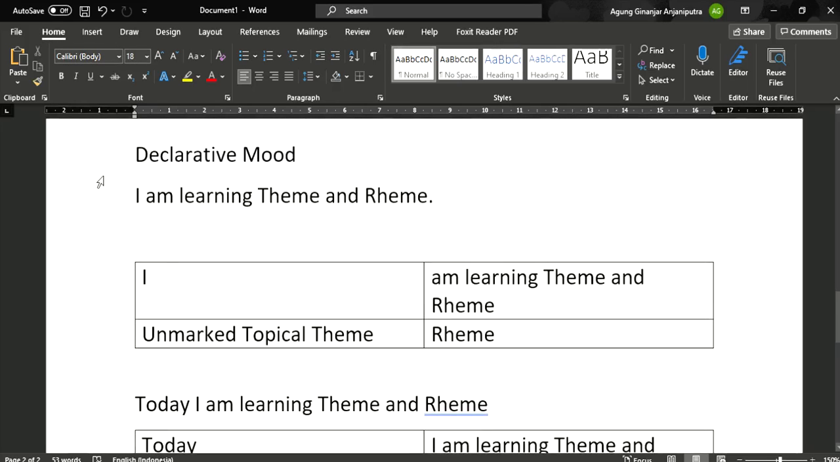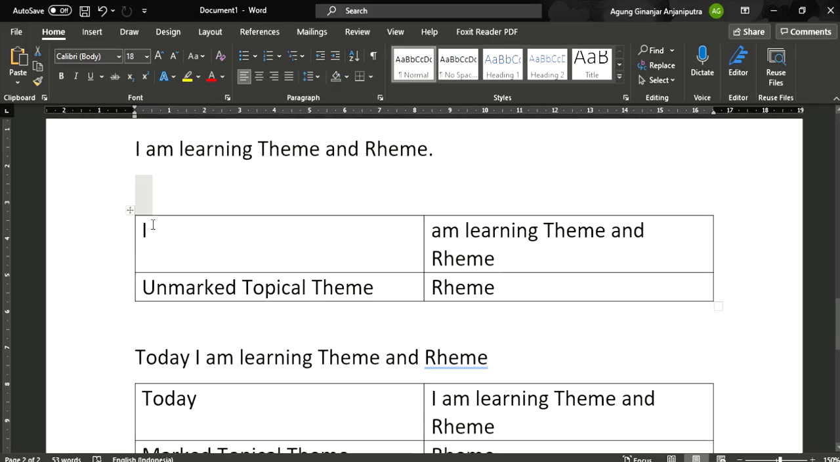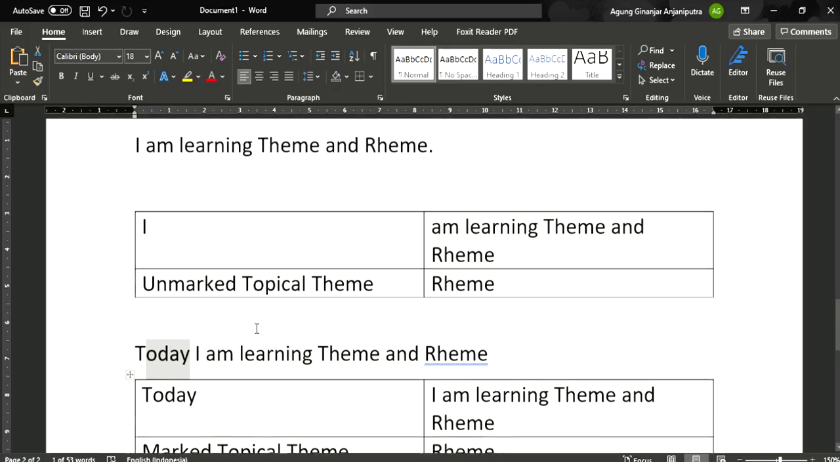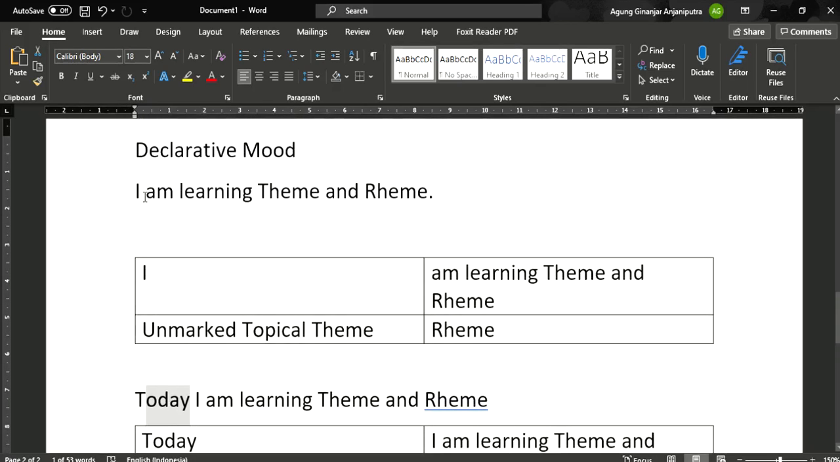But it becomes marked, as it is atypical, when the declarative mood does not begin with subject. As in this example, "Today I...", the subject is I, but today becomes the theme. That's why today becomes a marked topical theme, because it is uncommon, it's atypical of a declarative mood, since declarative mood usually begins with subject.